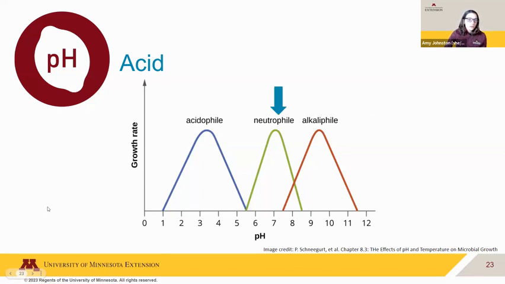Neutrophiles survive and grow in environments in a neutral pH range. So 5 to 8 is what they really like. The pathogens we discussed in January are neutrophiles, which is one of the reasons that they can be associated with certain foods and foodborne illness outbreaks.